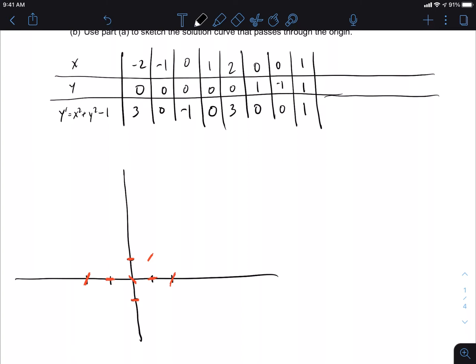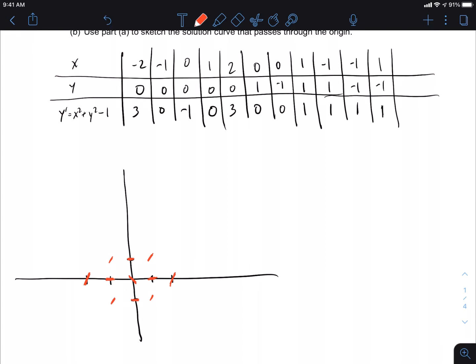All right, what about negative 1, 1? So 1. It's 1. Negative 1, negative 1. It's 1. 1, negative 1. It's 1. Right? So I'm going to plot those just so you can see. This one's 1. This one's 1. This one's 1.